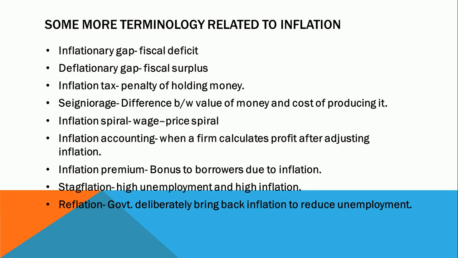Now, there is some more terminology related to inflation. Firstly, inflationary gap, that happens because of the fiscal deficit. In this case, the prices rise because of the gap between the expenditure and revenue of the government. That is, when the expenditure is higher than the revenue that they are getting, when we are spending more, then the prices will go up, because as we are spending more, it means that there's more money in the economy and people are demanding more, and this is why the prices go up.